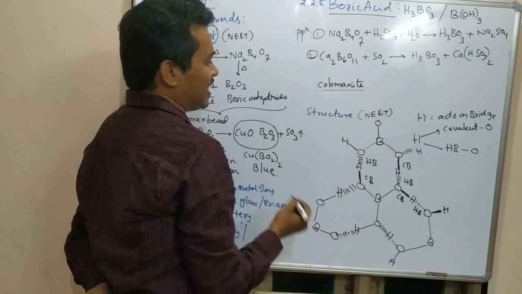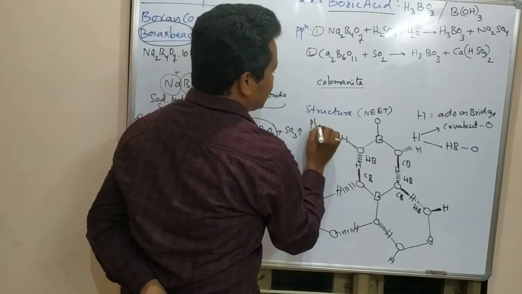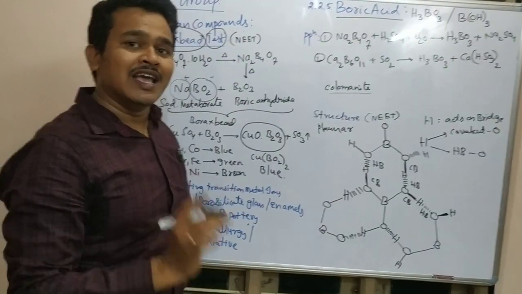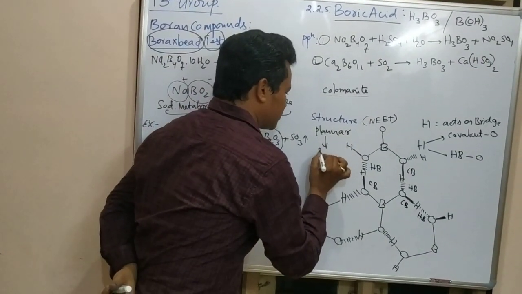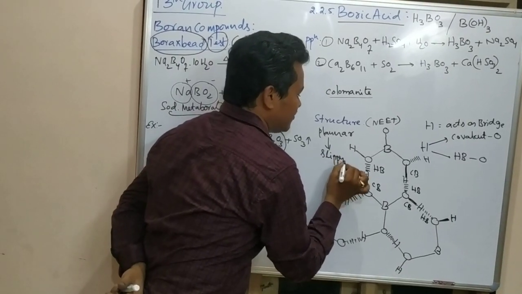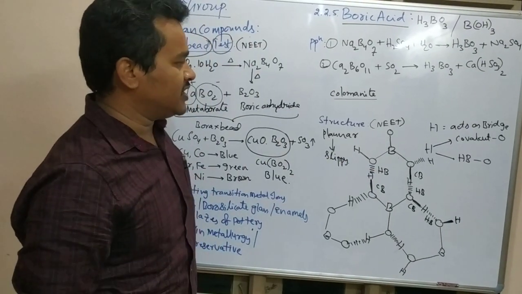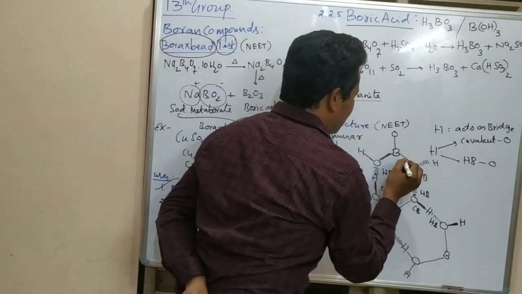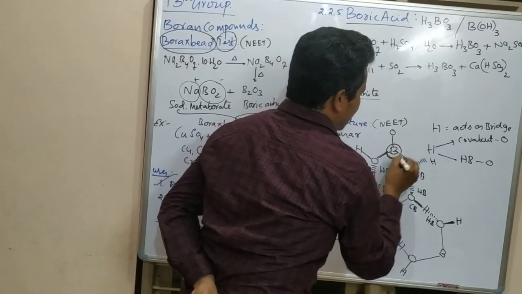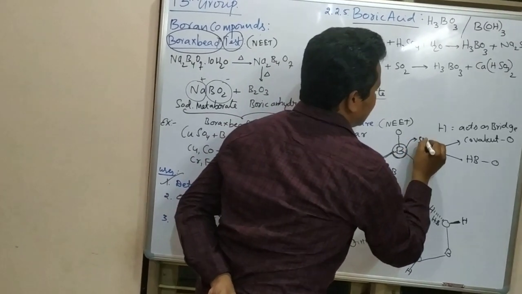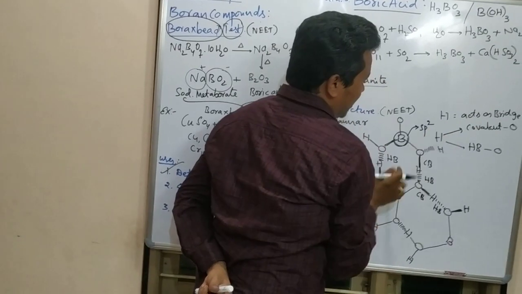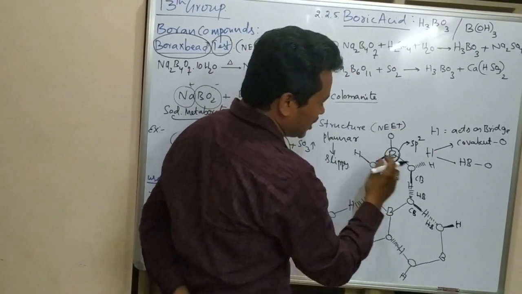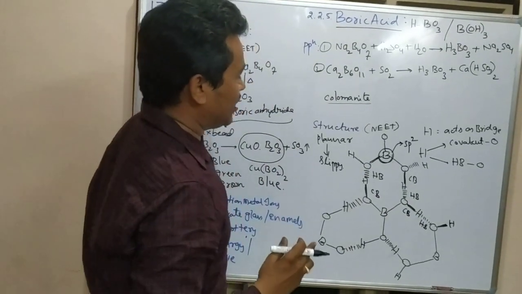And what is this structure? This is a planar structure. Whenever a planar structure is there, it is having some slippy nature. Here what you have to observe is each boron is having sp2 hybridization. Why? 1, 2, 3, 3 bonds are there. So sp2 hybridization, not sp3. All the borons are maintaining sp2 hybridization.